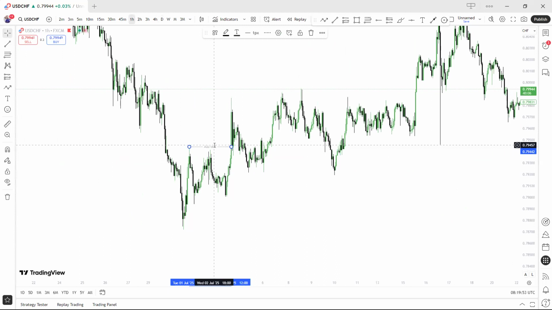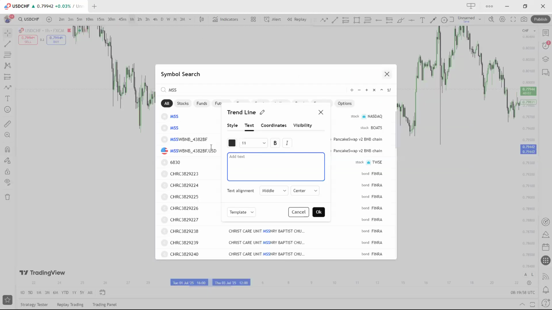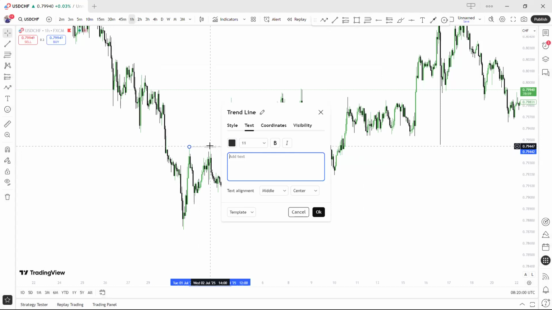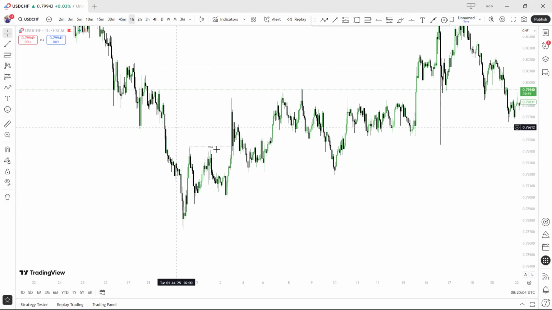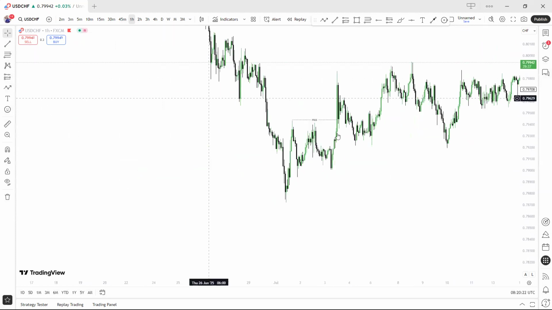Now, I'll indicate it with MSS. What market structure shift means, for beginners, is when the market is in a downtrend or a particular trend and changes trend, a high or a low that is being taken out that respects against the trend is called a market structure shift. I understand the whole concept, but I'm not diving into that for now.